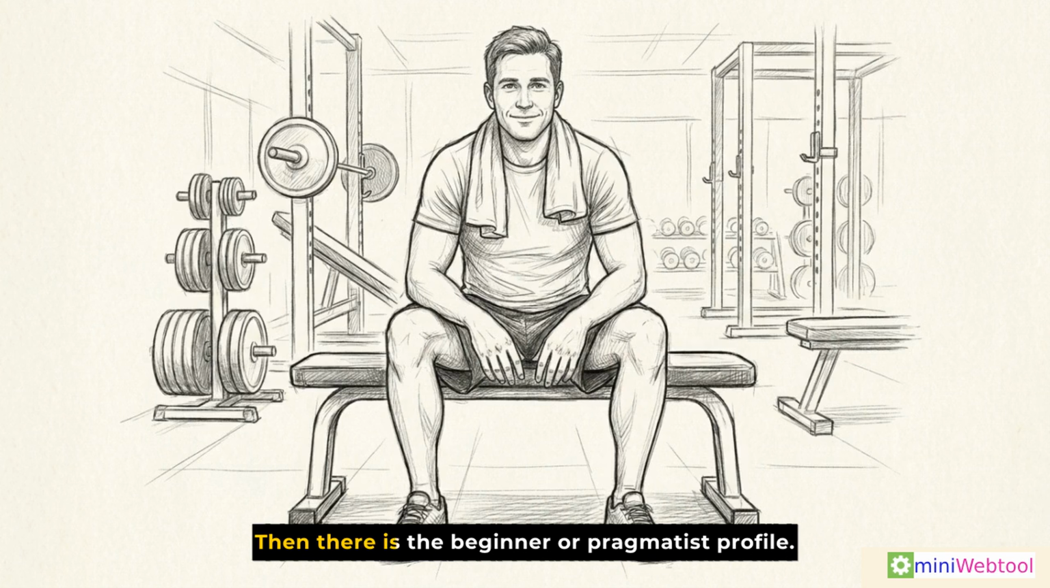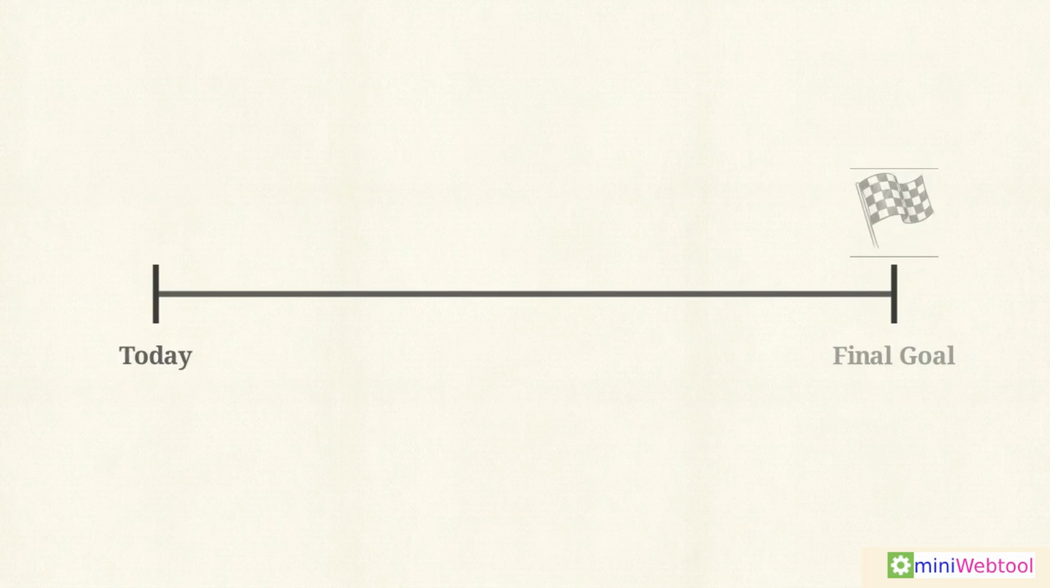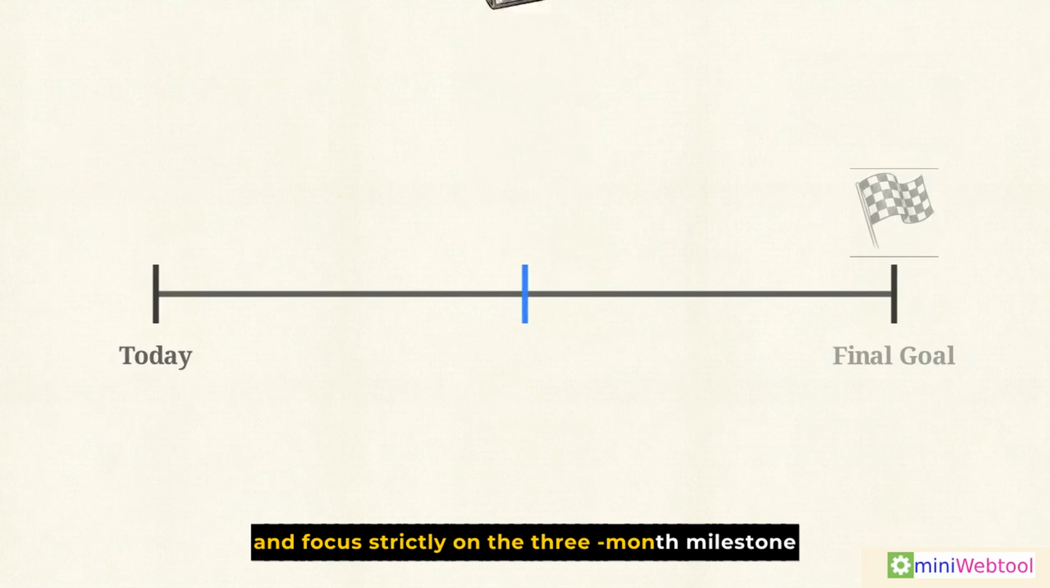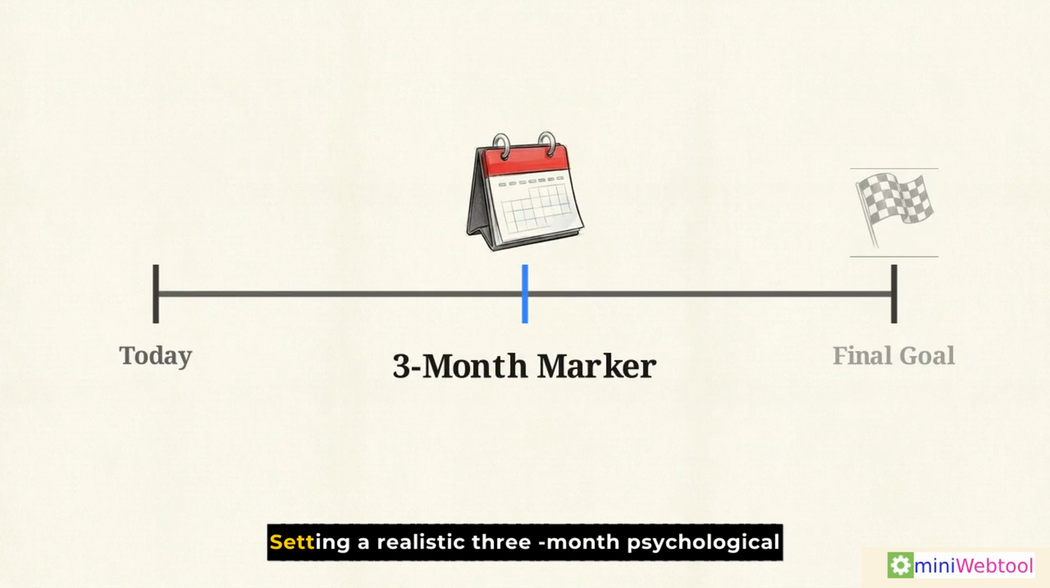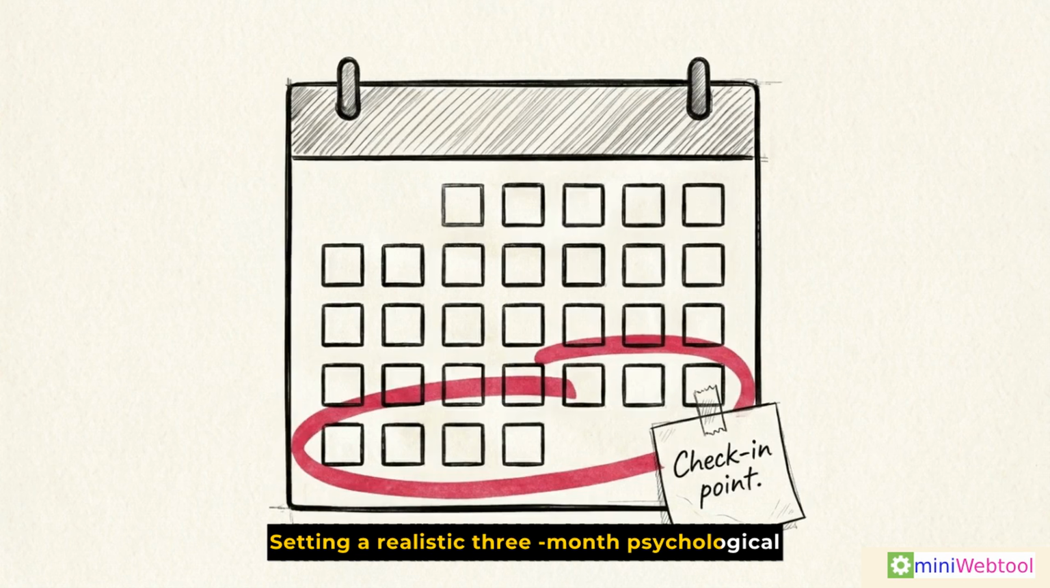Then there is the beginner or pragmatist profile. If you are tired of frustration, your approach needs to be different. You should use the tool to set a moderate deficit and focus strictly on the 3-month milestone marker, rather than just the final completion date. Setting a realistic 3-month psychological anchor prevents you from quitting when the math naturally slows down at week 4.